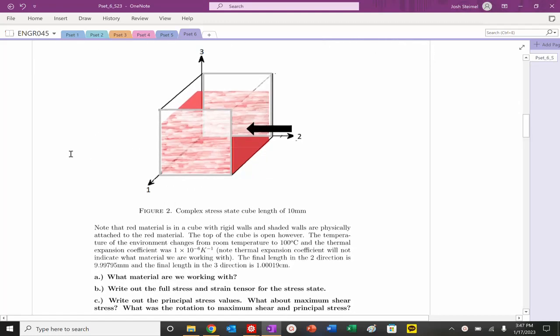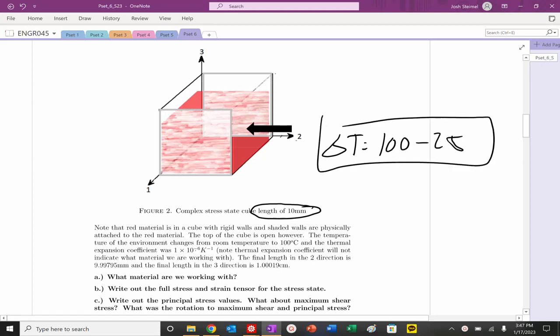We're also told the red material is in a cube. We have the length here, rigid walls, and the shaded walls are physically attached to the material. The top of the cube is open. The temperature changes from room temperature, so my delta T is equal to 100 minus 25. So that's my delta T. I have my thermal expansion coefficient here, that's my alpha.